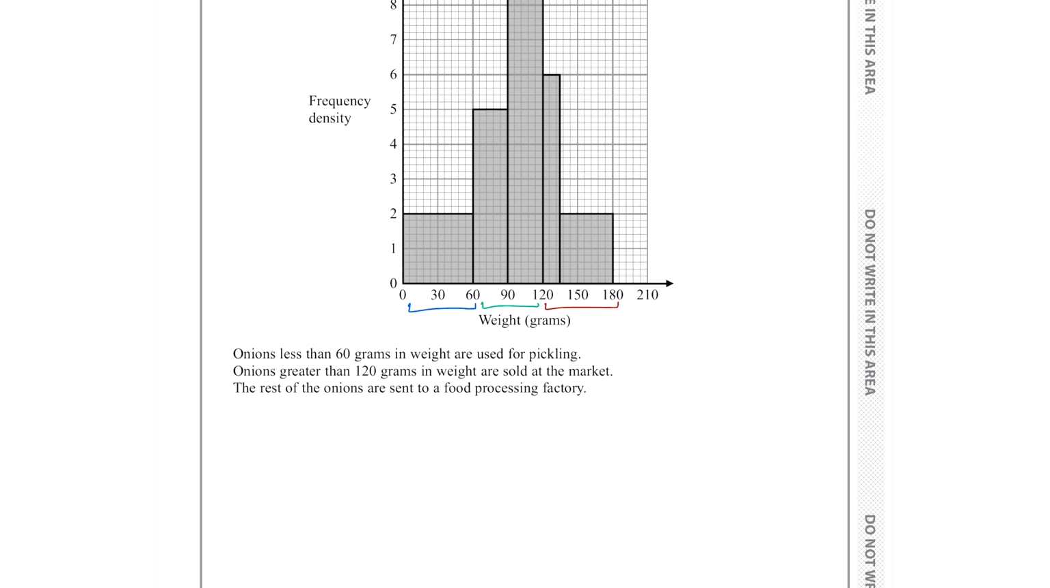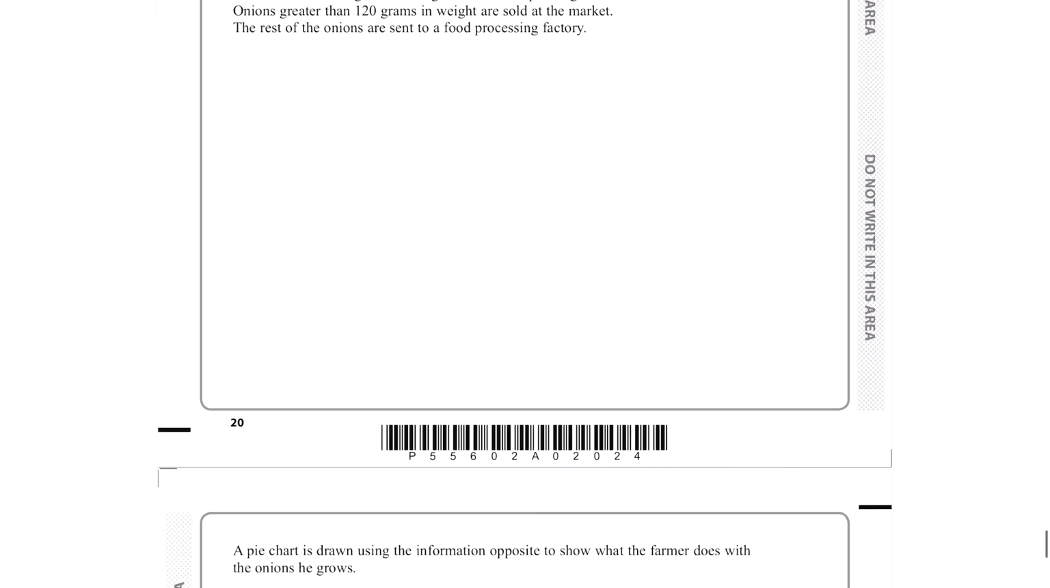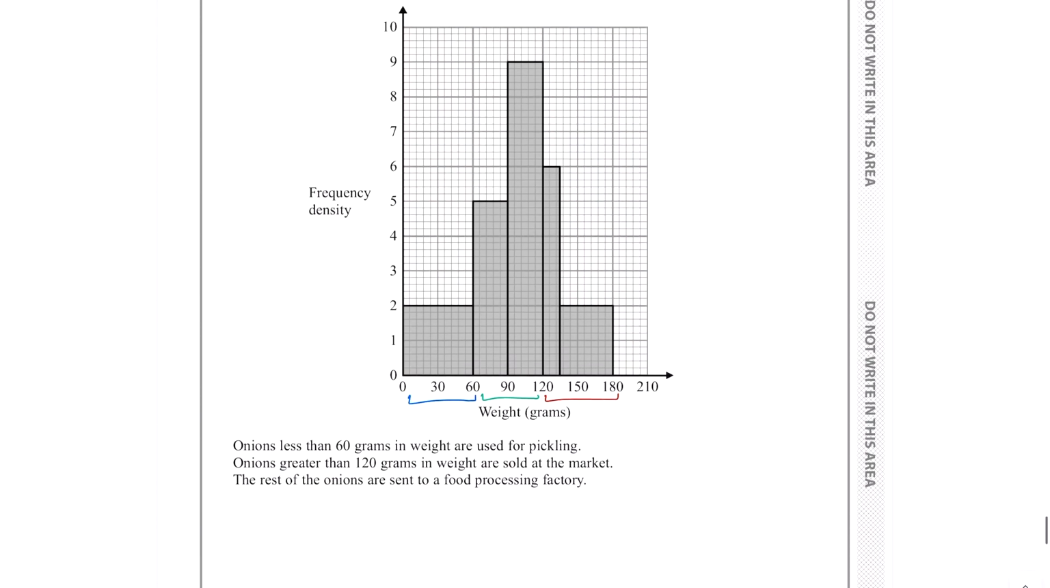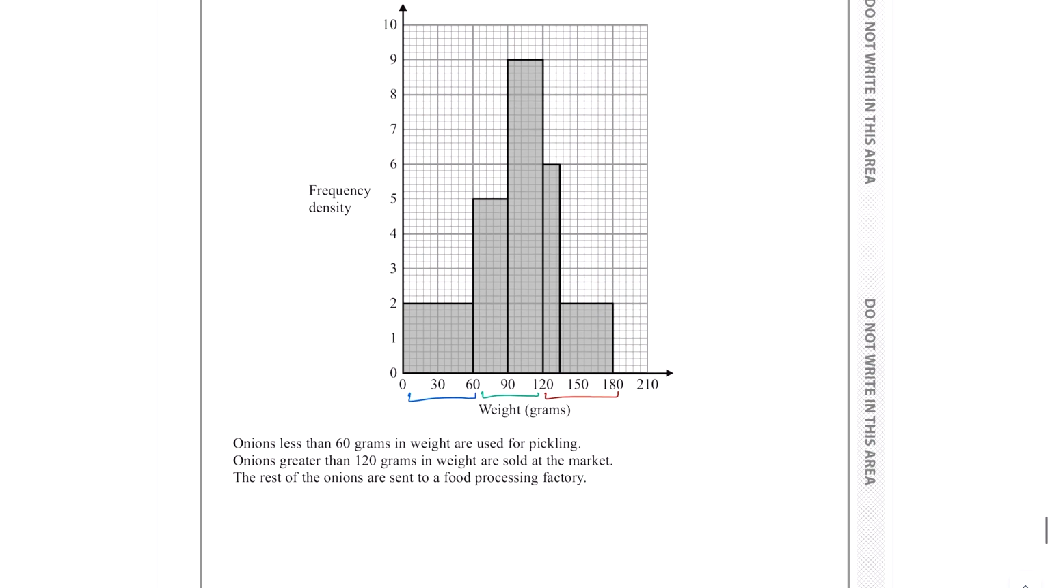What is the question asking for? Okay, so a pie chart is drawn using the information opposite to show what the farmer does with the onions he grows. The angle of the sector for the onions sent to the food processing is x. Work out the value of x. So remember, these pie charts are out of a total of 360 degrees. So we need to work out the proportion that is sent. So we're going to figure that out using this diagram up here.